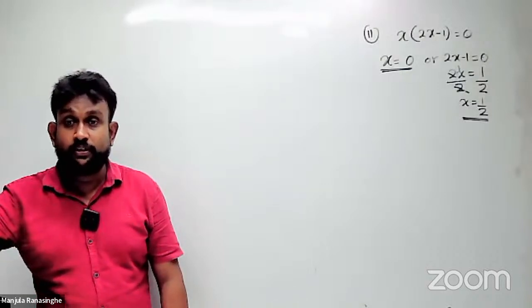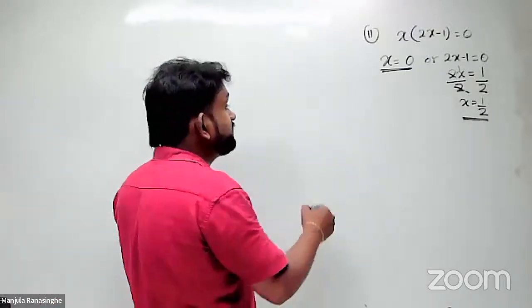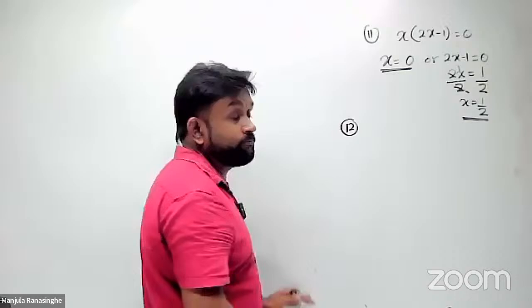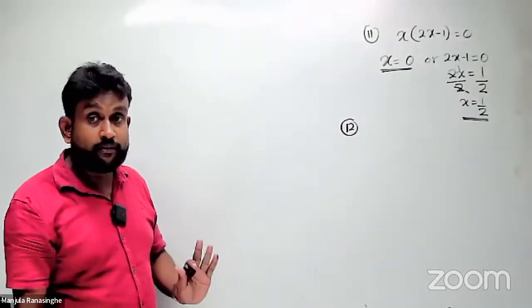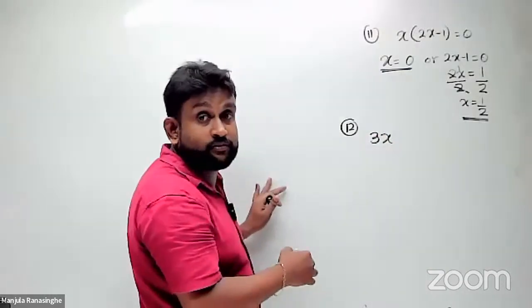Now question number 12. So find the LCM. So I introduce to you a very easy trick. So I write 3x, one is, the other one 4x squared y.